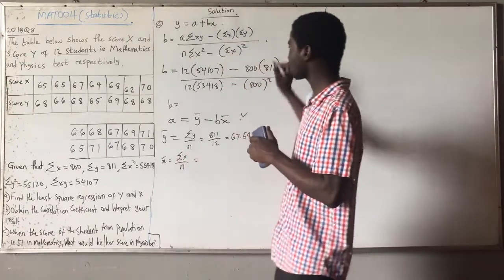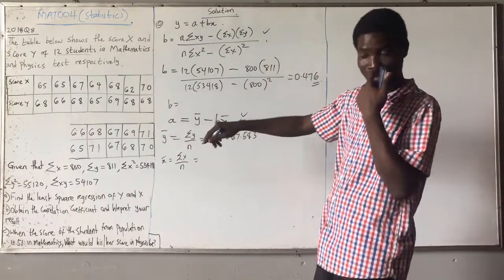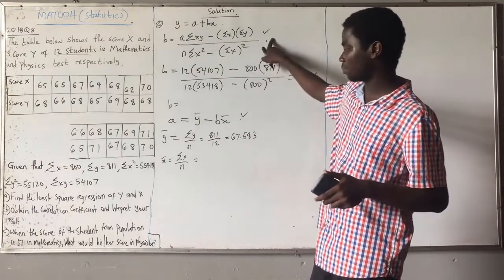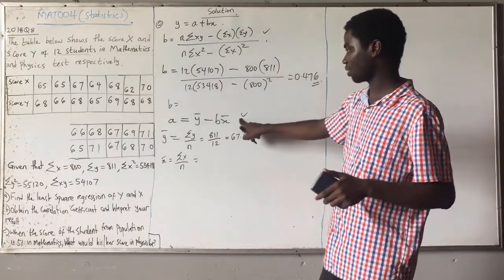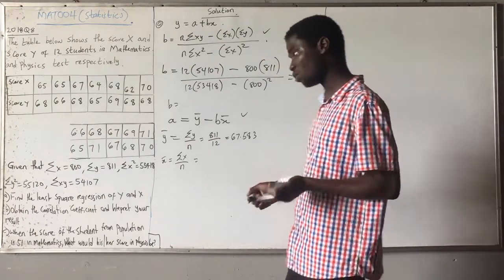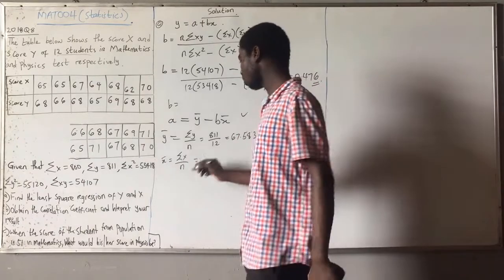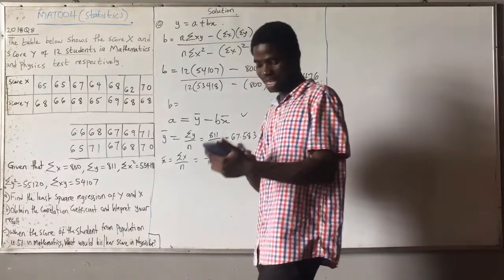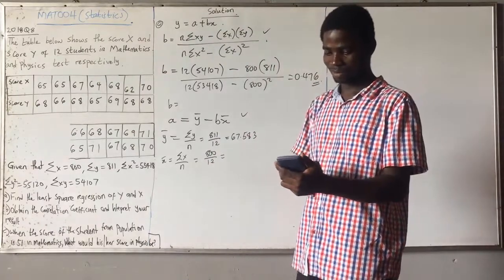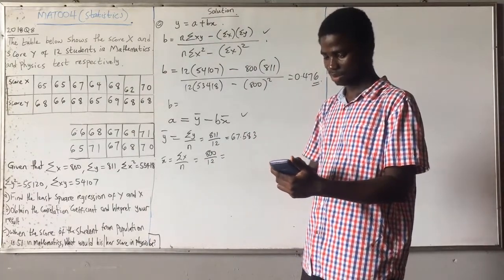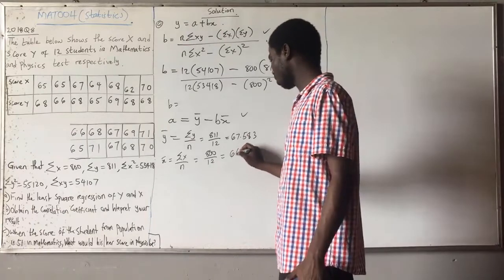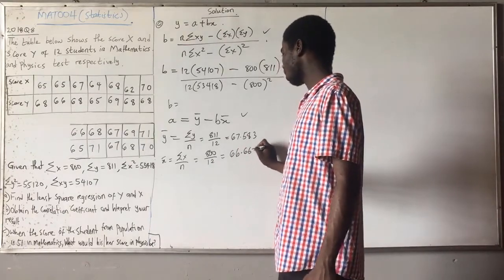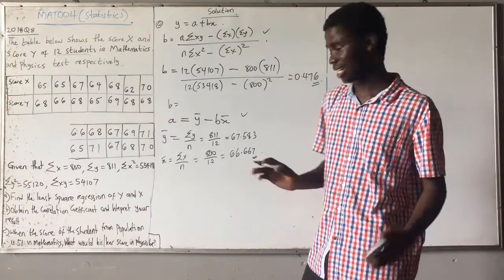So please take note, these are the two formulas you need to take note of. If you want to be able to solve this question, this formula is important, and you see the way I'm using it. Summation of x is 800 over 12. 800 divided by 12, you have 66.667. So that is the answer. That is what you will get.